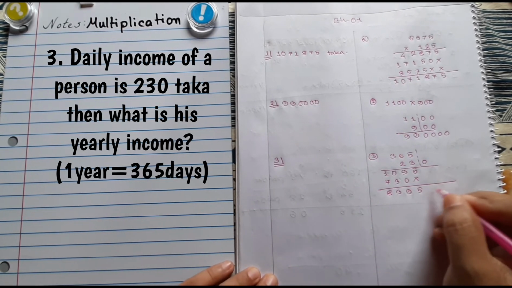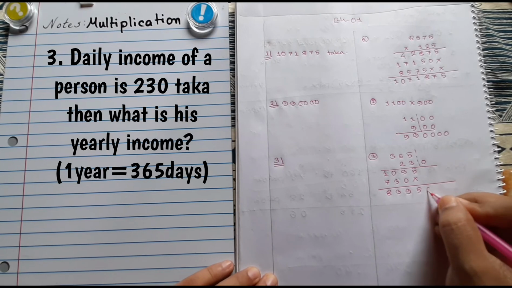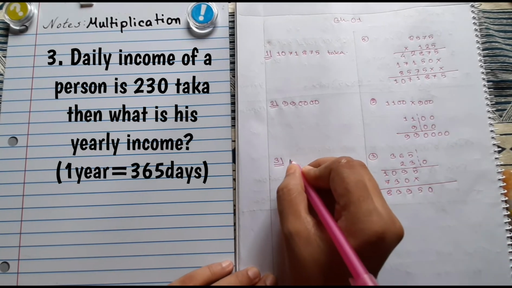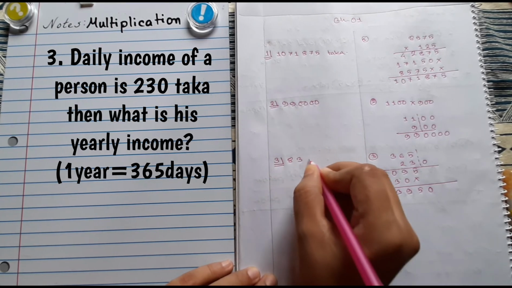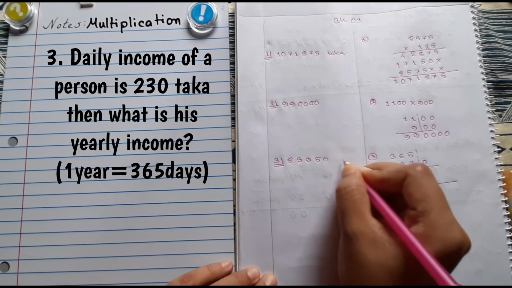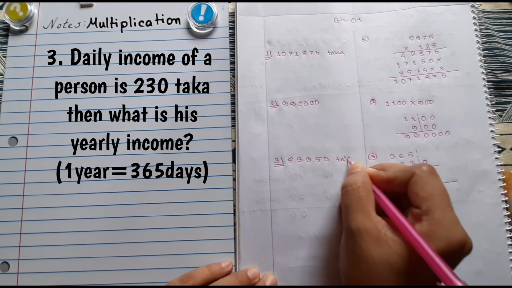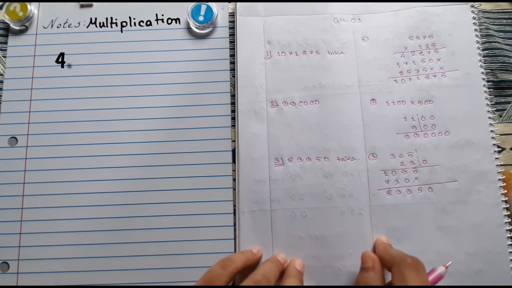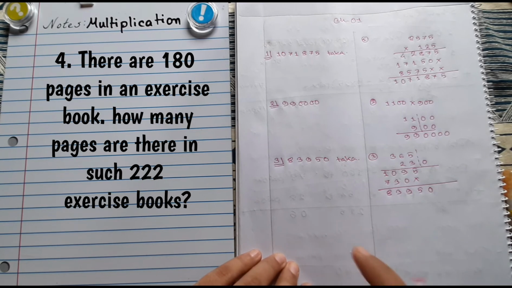You can see that I have written down, I am going to add the 0 over here. So our answer is this. This is the amount of money. Don't forget that this is the amount of money, so you have to write down taka over here, okay? Now let's go for the 4-number question, okay?